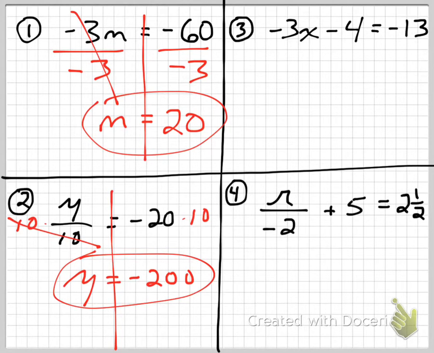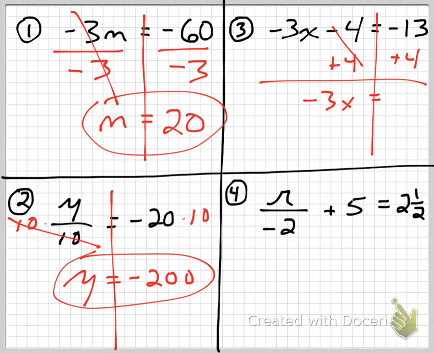Number 3, line down the equal sign. This is a two-step one. Is the variable happy? No, lots going on. Which one do I do first? The 4, because we do a reverse order of operations. +4 + 4. -3x equals, what is -13 + 4? -9, right? Divide by -3, divide by -3. X equals, what is a negative divided by a negative? Positive. X equals 3.